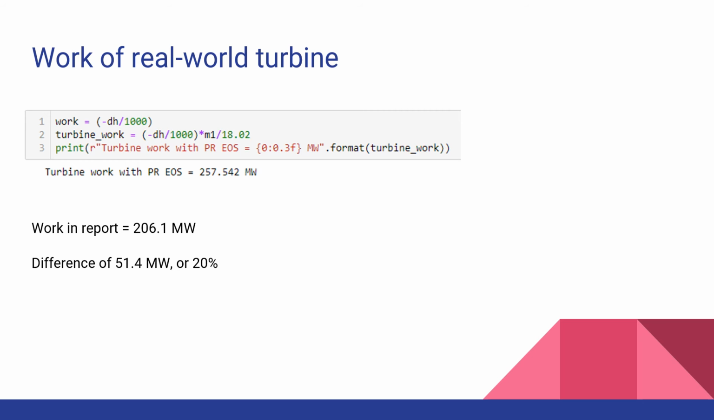We calculated the work of the real-world turbine from the report in the same way we calculated our turbine work in our previous code. The turbine work we calculated was 257.5 megawatts, which is 20% higher than the work of 206.1 megawatts calculated in the report.